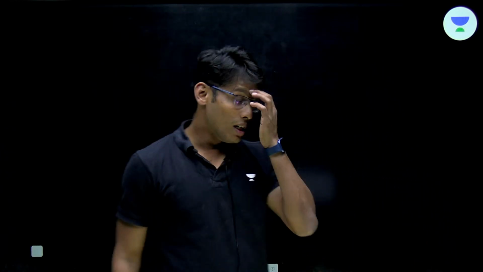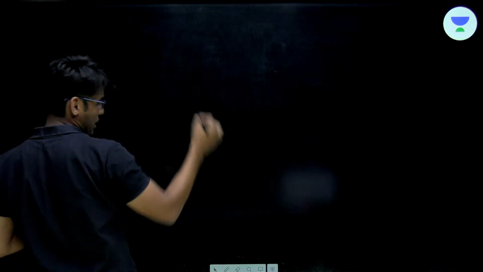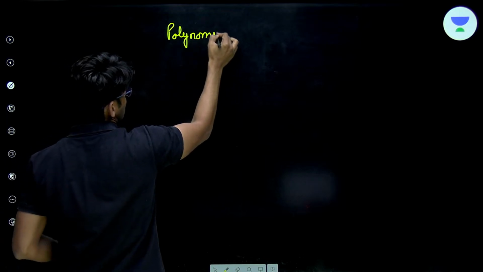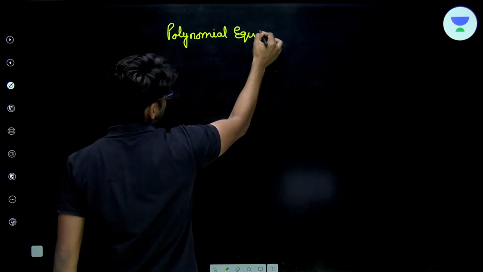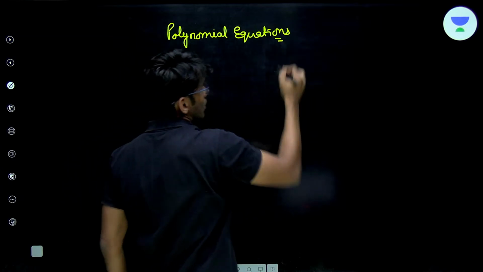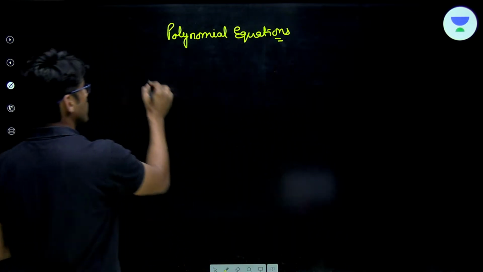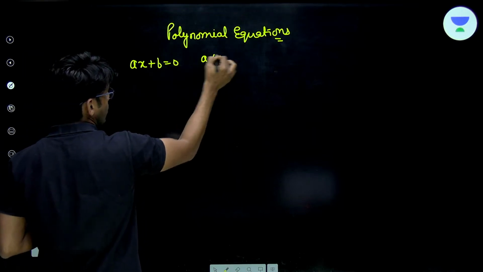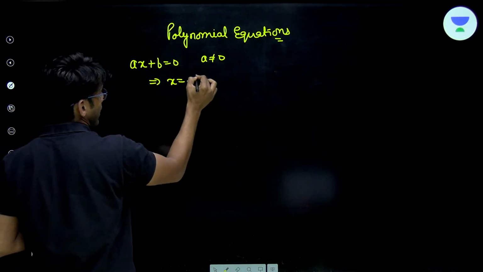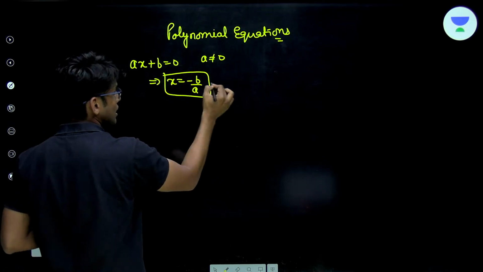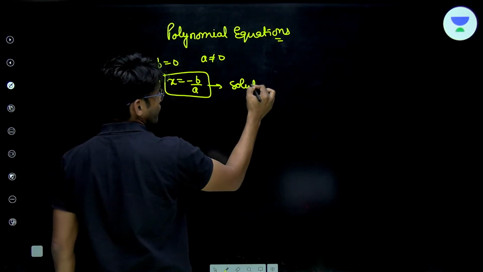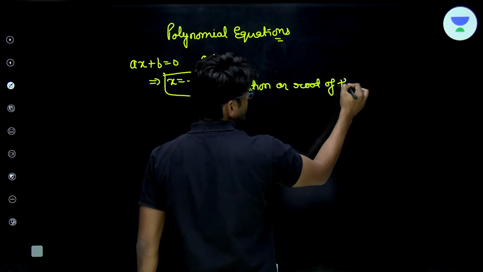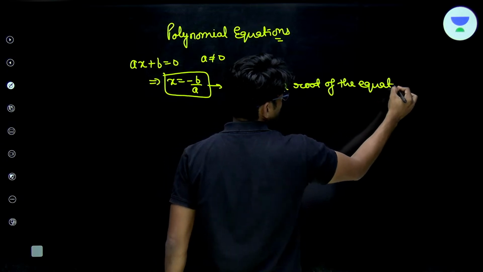So guys, today's lecture is on solving polynomial equations. So I want to mention some things here. Polynomial equations, right? We know how to solve a linear equation. If there is a linear equation and we are given that a is not equal to 0, it implies x is equal to minus b upon a. This is called the solution or root of the equation. This is the basic definition.